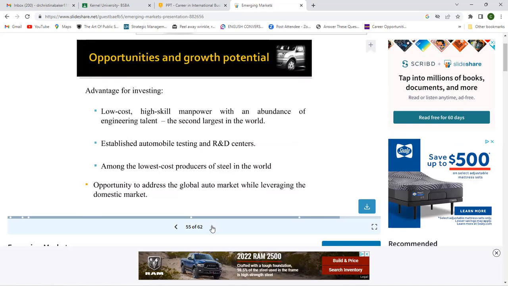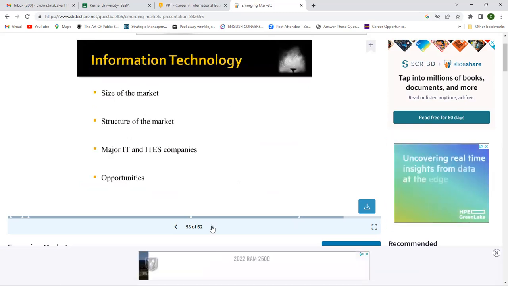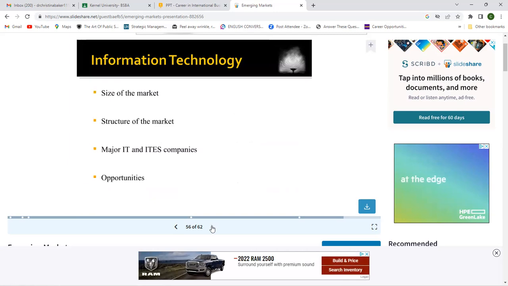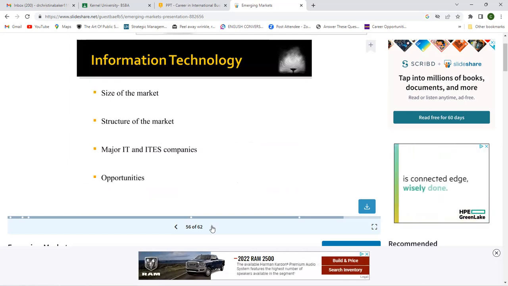The advantages for investing are low cost, highly skilled manpower with an abundance of engineering talent, the second largest in the world, established automobile testing and R&D centers, and among the lowest cost producers in the world. There are opportunities to address the global auto market while leveraging the domestic market. Size of the market, structure of the market, major IT and ITES companies, opportunities.